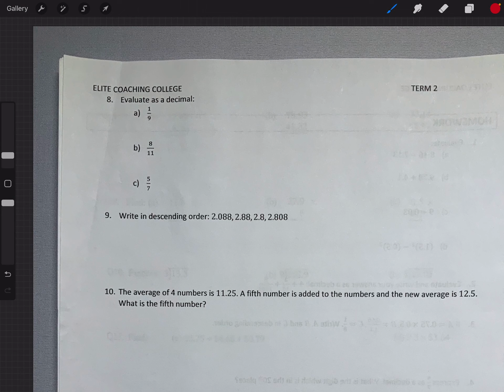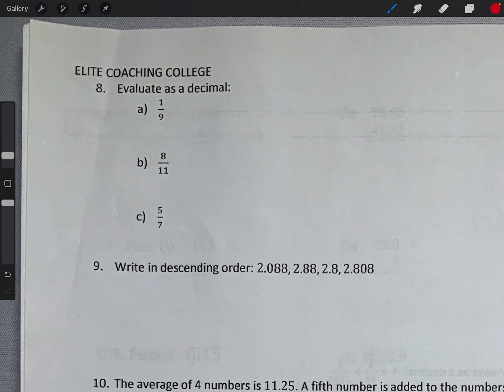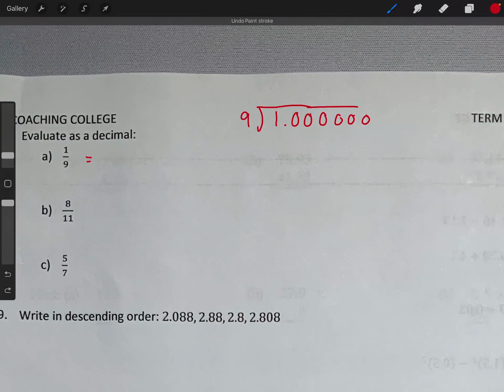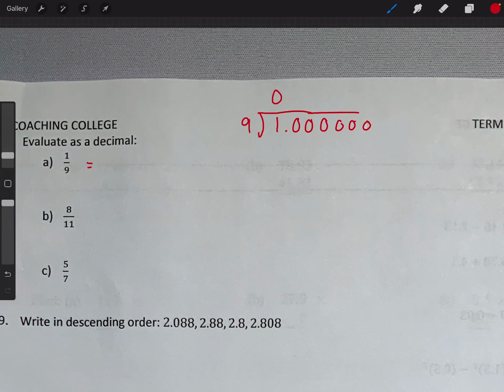Now the next one says evaluate, which means find the answer as a decimal. So 1/9 as a decimal, just do 1 divided by 9. Now we know 1 can't be divided by 9, so let's put in a couple of zeros. So 1 divided by 9 is equal to 0. It's going to be less than 1. Put a decimal there. Now we do 10 divided by 9. 10 divided by 9 is 1. 1 times 9 is 9. Subtract, and you get a remainder of 1.